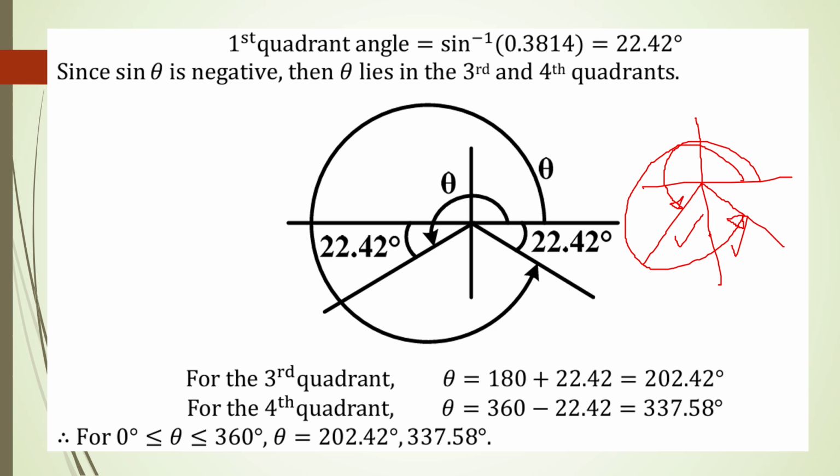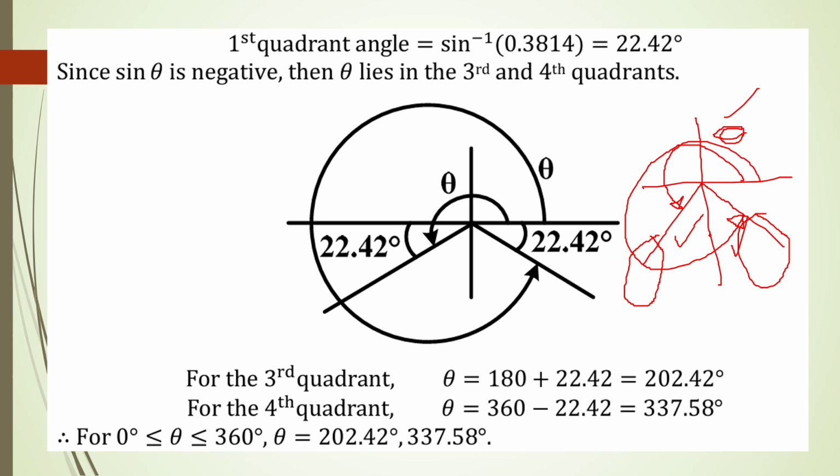But remember that the first step is to get the angle which is present in the first quadrant, but we don't need it. So after getting this angle, we are going to use it to get the angles that we need, which is the angle present in this quadrant and also the angle present in the fourth quadrant.